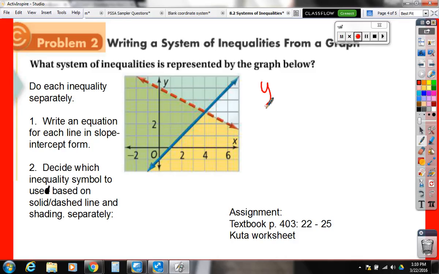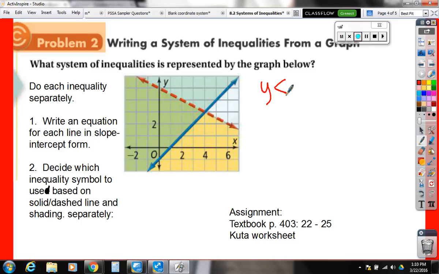Jackie, am I gonna have an equals in my inequality? You're gonna have less than. Good, less than, not equal to. Right, no equals, because the line is dashed, and it's shaded underneath, so it needs to be less than. Yes, this is for the red one.